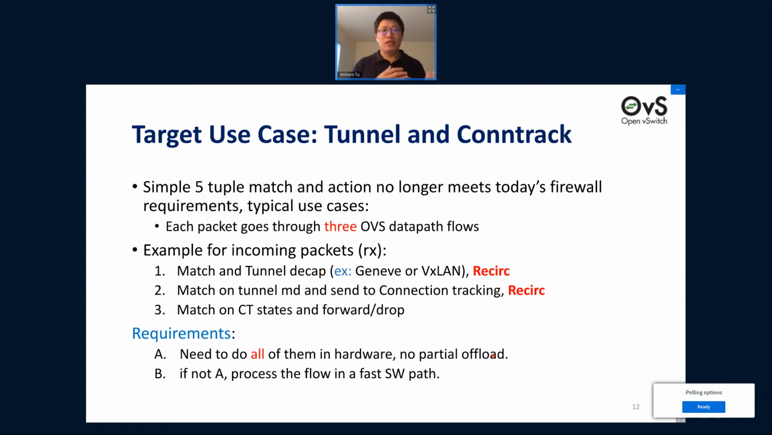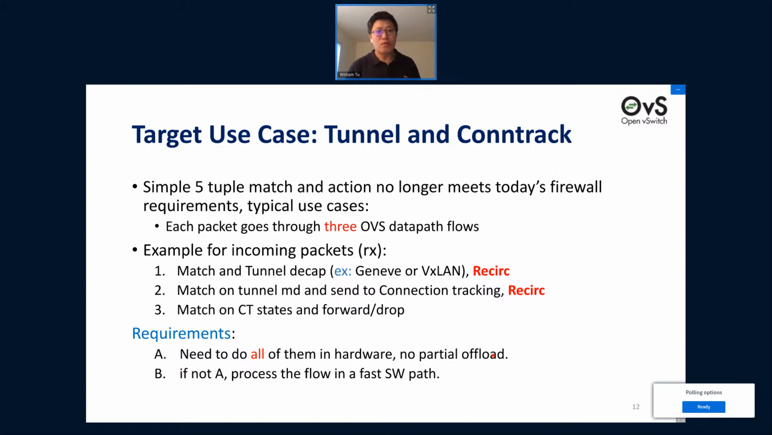And then we hit the second flow. The second flow will try to match on the tunnel metadata, for example, using the VNI, the VXLAN ID, as the tenant's ID. And then we send it to connection tracking. Connection tracking also requires recirculation. So it recirculates, and then we hit the third flow.